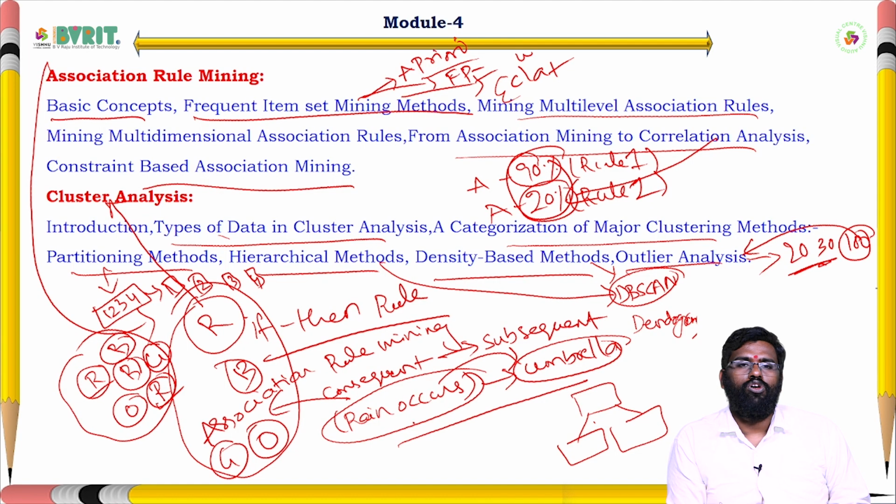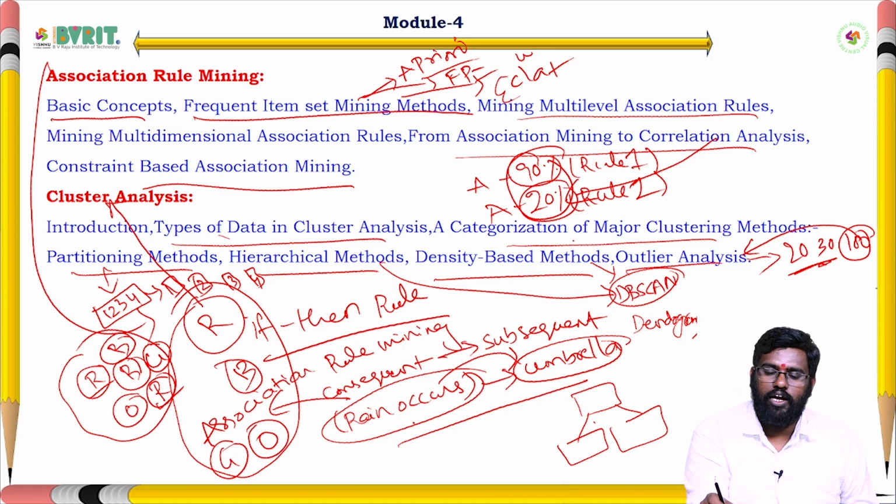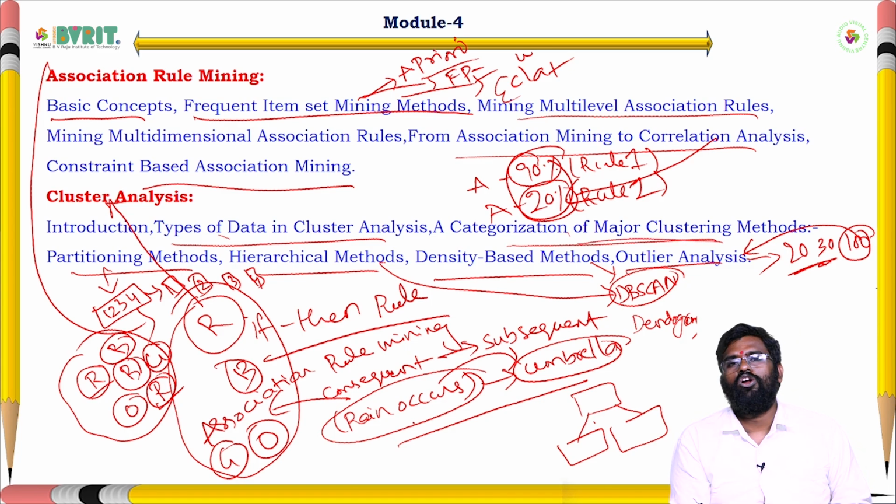Finally, the course outcome for this module is association rule mining and cluster analysis. Based on these two methods, we need to analyze the mining based on the association rules we are given, and based on the categorization of clustering, we have to develop more clustering methods by using these algorithms. That is about association rule mining and cluster analysis in module 4.